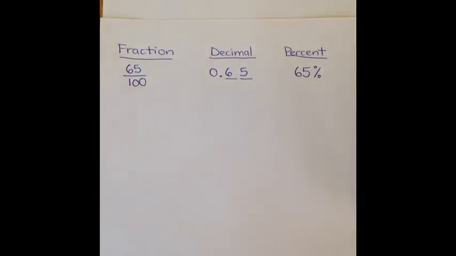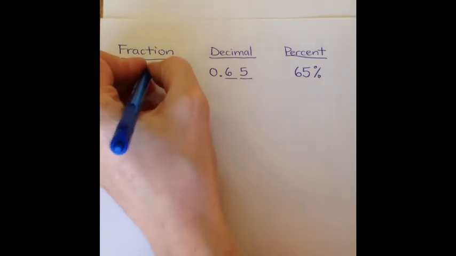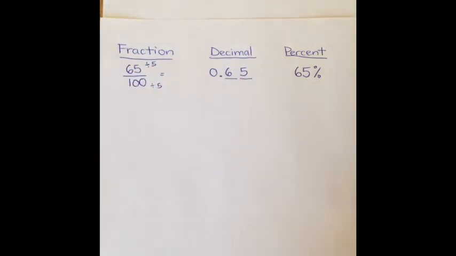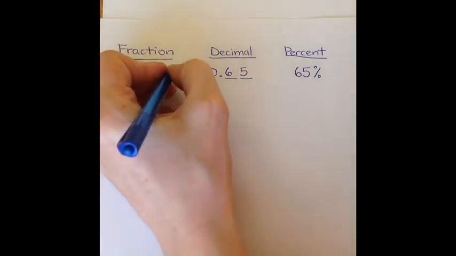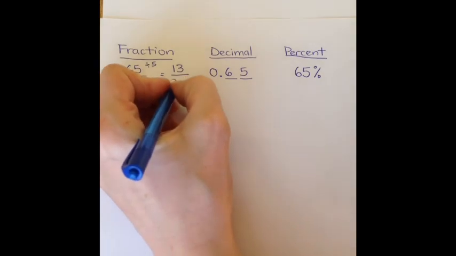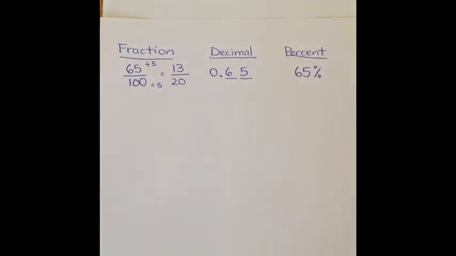Last thing, you always want to make sure that you simplify your fractions. So for this one, we can divide both the numerator and denominator by 5. 65 divided by 5 is 13, and 100 divided by 5 is 20. So that fraction, 65 hundredths, in simplest form is 13/20ths.